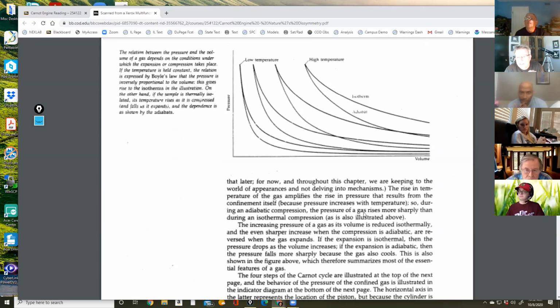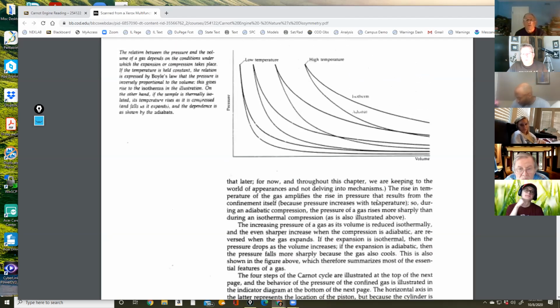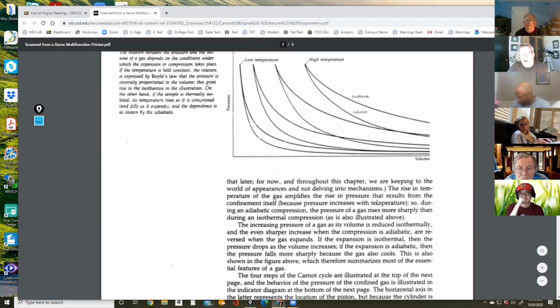So during an adiabatic compression, the pressure of a gas rises more sharply than during the isothermal compression, which should make sense because when I look at the first law of thermodynamics, that energy is going either into making it hotter, which would change the temperature, or making it higher pressure. And that's what they're saying here.